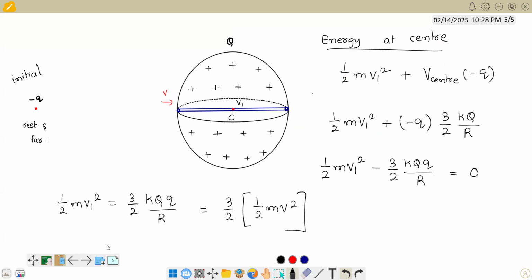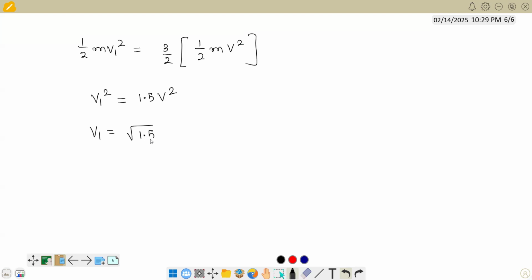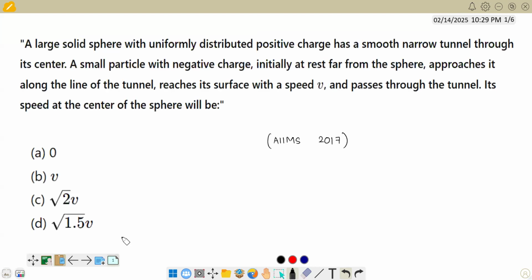Now compare these two equations. We finally got half m into v1 square equals 3 by 2 into half m into v square. If I cancel half m and half m, I will get v1 square equals 1.5 v square. So v1 is basically root 1.5 into v. So root 1.5 into v is my option D. So the correct answer for this would be option D.